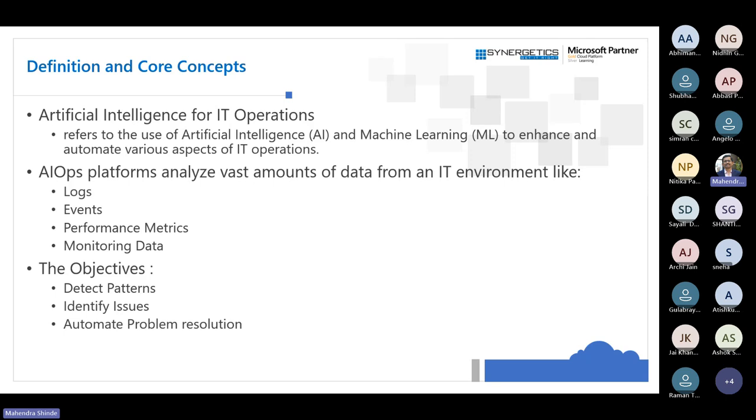AIOps platforms analyze vast amounts of data from IT environment such as logs, events, performance metrics, and monitoring data. What is performance metrics, by the way? Any idea what is performance metrics? CPU, memory, disk utilization, bandwidth consumed by the application at every point of time. Those are performance metrics. The goal is to improve efficiency, reduce manual intervention from the team, and to enable proactive operations. These are the objectives of AIOps.